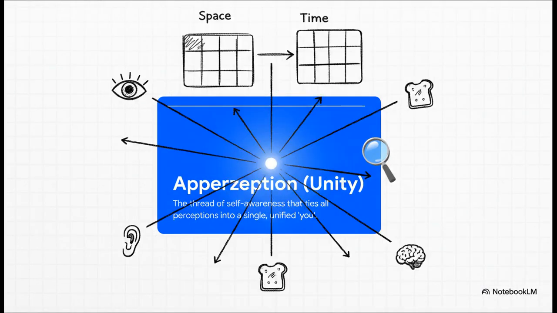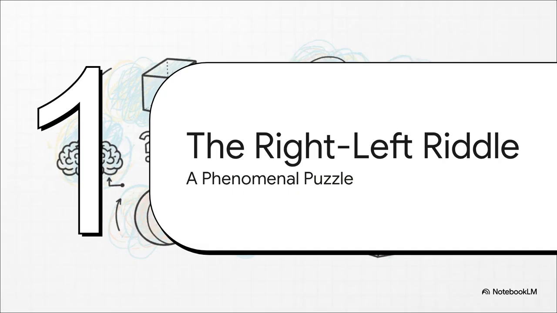If space and time are the outer grid, Kant figured there has to be an inner glue too. He called it apperception. And what that is, that constant sense of "I," that stitching together the sight of your screen, the sound of my voice, the memory of what you had for breakfast, all into one seamless experience that belongs to you. Okay, so we've got a universal outer grid and this unifying inner glue. The blueprint sounds pretty solid, right?